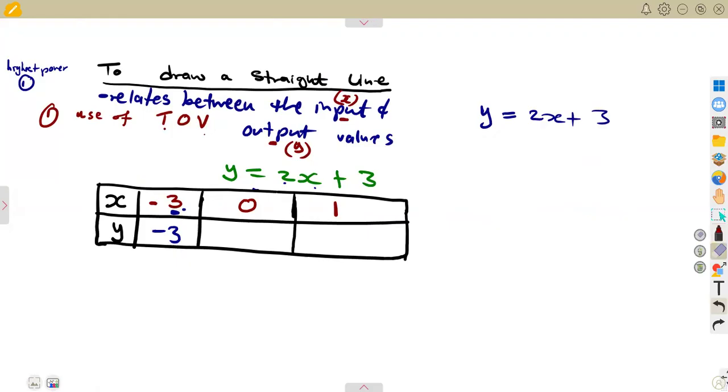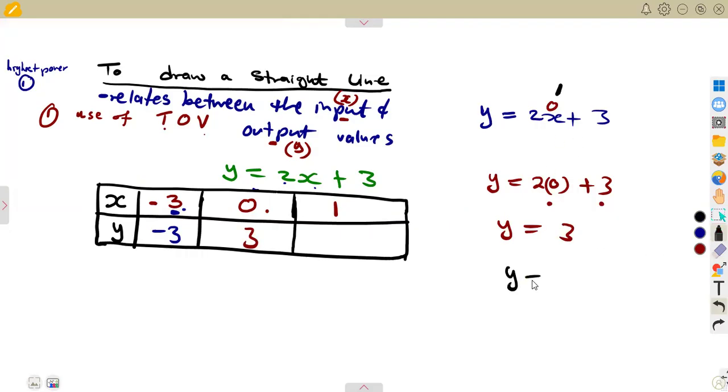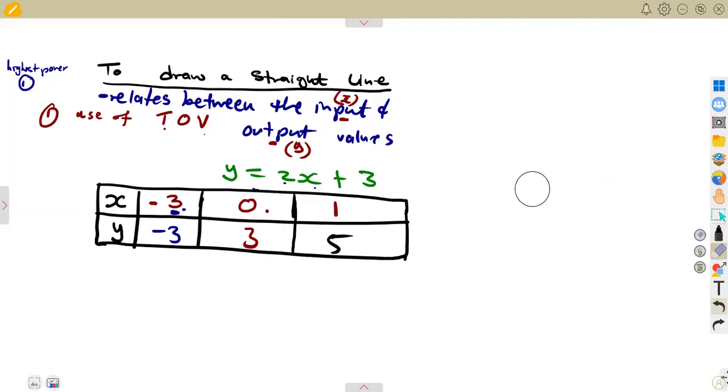You do the same thing. When x is equal to 0, in place of x, you substitute. That's 2 times 0 plus 3, which is 0 plus 3, which is 3. The same thing, if x is 1, you substitute 2 times 1, which is 2, plus 3, which is 5. So these are the input values that you're substituting in place of x to obtain the output values.